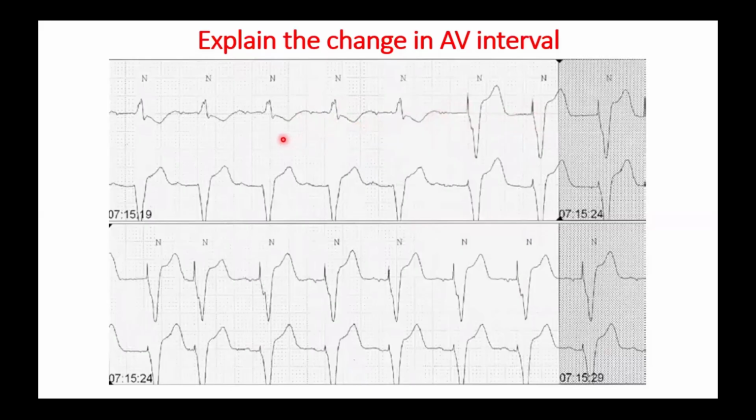This is an algorithm called AV hysteresis, which is used to minimize unnecessary ventricular pacing in case of intermittent AV block. The algorithm acts by prolonging the AV interval, and once a sensed ventricular activity occurs, the AV interval is programmed at the higher value, and all these values are programmable.